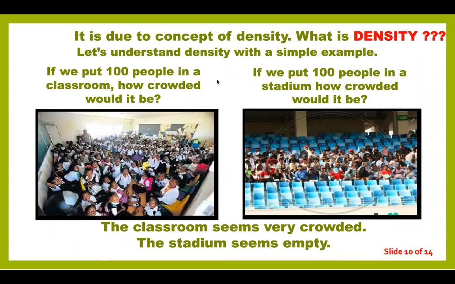If we put 100 people in a classroom, how crowded it would be. And if we put 100 people in the stadium, how crowded it would be. The classroom seems very crowded and the stadium seems empty. Yes, you're correct. Density is the number of molecules in one area. Like here we have this with more molecules, that is more density. But if we see this, we are having less density. This is one of the properties of solid and gas.